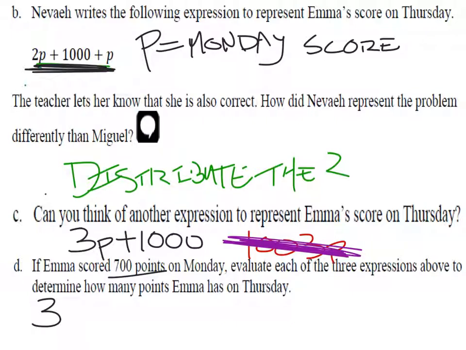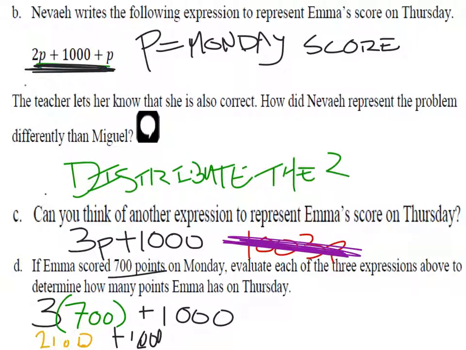So 3p, so the p we're going to replace with 700. Then we're going to add 1,000. So 3 times, of course this is order of operation stuff, 3 times 700 is 2,100. And then we got plus 1,000. And sure enough, we found that Emma scored 3,100 points by the end of Thursday.